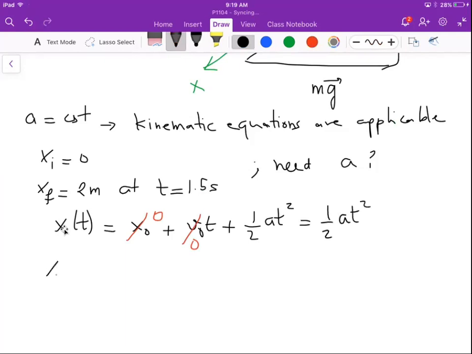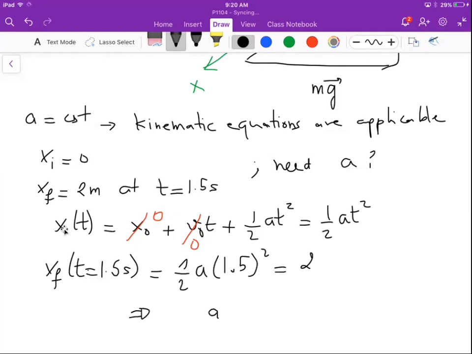So we know that x final at the time t equals 1.5 seconds is given by 1 over 2 a times 1.5 seconds squared, and this is equal to 2. So from here we can deduce that the acceleration is equal to 4 divided by 1.5 squared, and so the acceleration is given by 1.78 meters per second squared. So this is the acceleration that we are looking for.